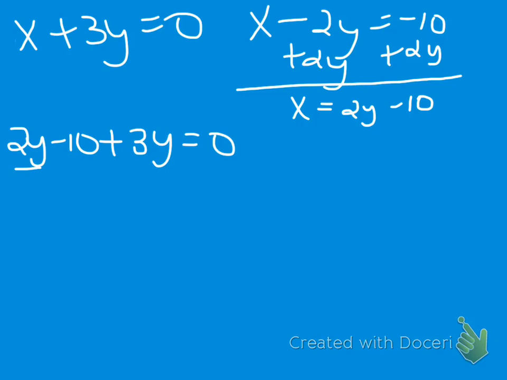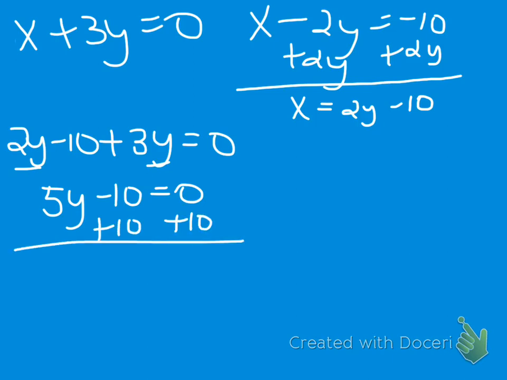I have a 2y and a 3y makes 5y. Then plus 10. So 10 equals 5y, divided by 5, y equals 2.